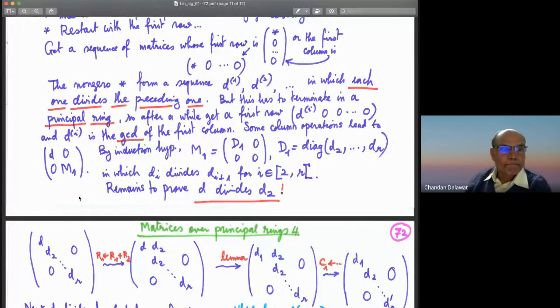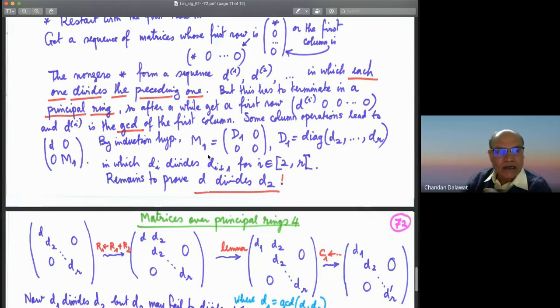Now, by the induction hypothesis, this M1 is of the form D1 0 0 0, and D1 itself is a diagonal matrix D2 to DR, in which Di divides Di plus 1, each one divides the next for all i from 2 to r. So we would believe that we are done, but we are not. We have got a matrix of the right shape with D's along the diagonal, and each one dividing the next, except that we don't know whether this D divides D2.